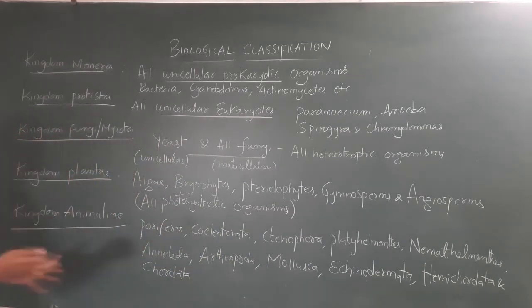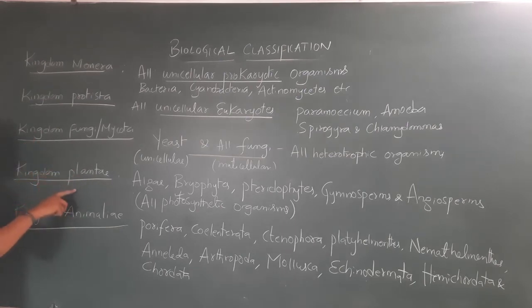These are the different phylums which come under kingdom Animalia. Each and every phylum has different kinds of animals. So this is about the five kingdom classification given by R.H. Whittaker. In biological classification, we are going to discuss only three kingdoms in detail: kingdom Monera, kingdom Protista and kingdom Fungi. We are not going to discuss kingdom Plantae and kingdom Animalia in detail, because for the plant kingdom and animal kingdom we have separate chapters.